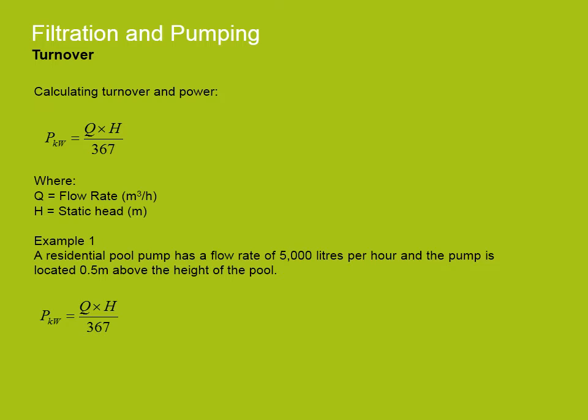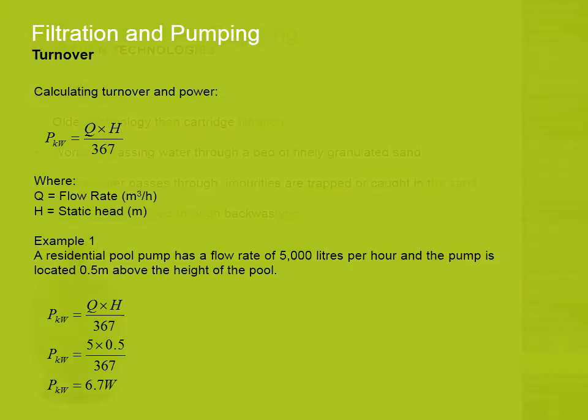For example, a residential pool pump has a flow rate of 5,000 litres per hour and the pump is located half a metre above the height of the pool. In this instance, Q, or 5,000 litres per hour, is equal to 5 cubic metres per hour, and the static head is 0.5 metres. Here we can see that the pump requires 6.7 watts to turn over the pool at a rate of 5,000 litres per hour.